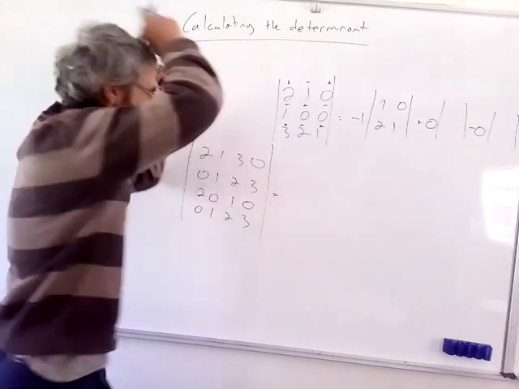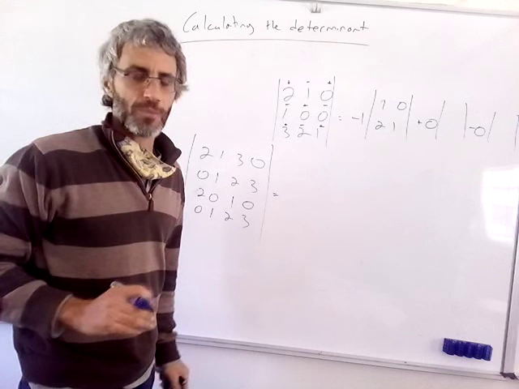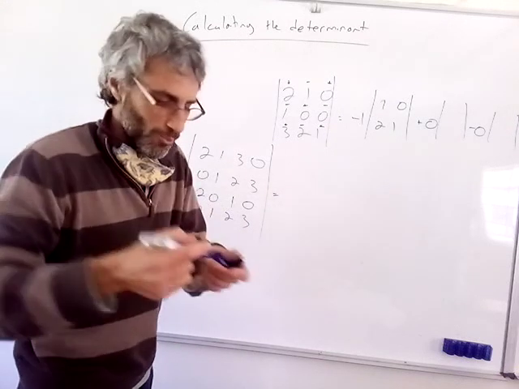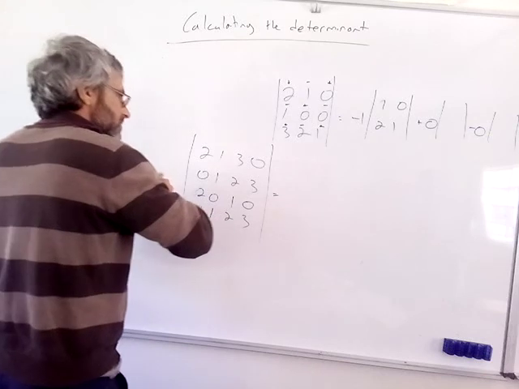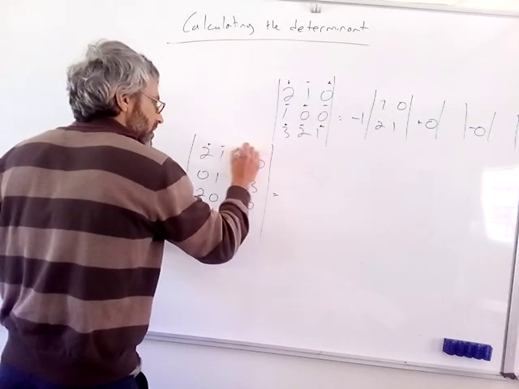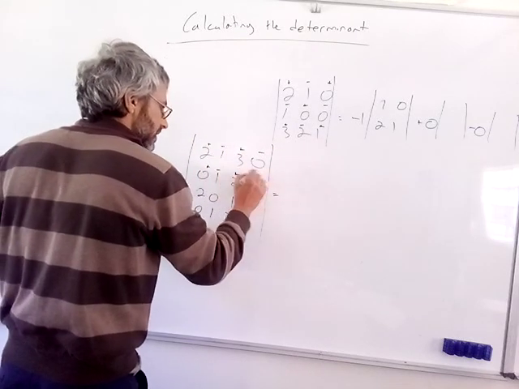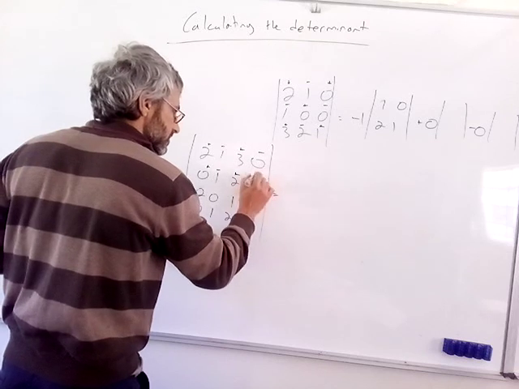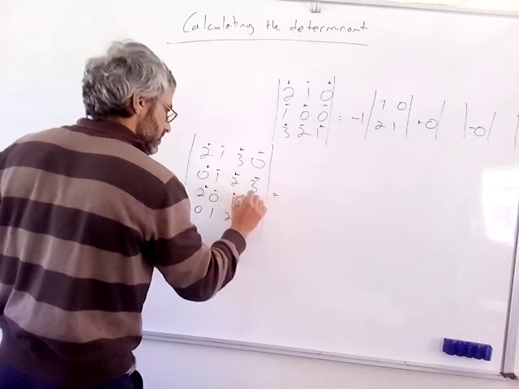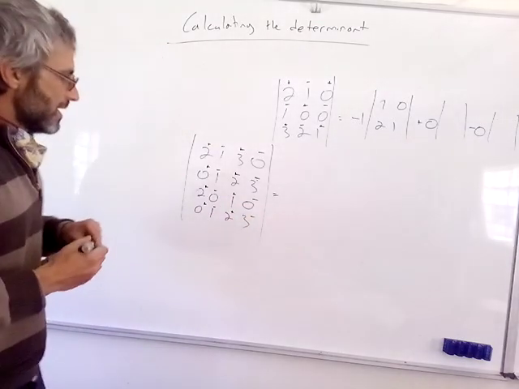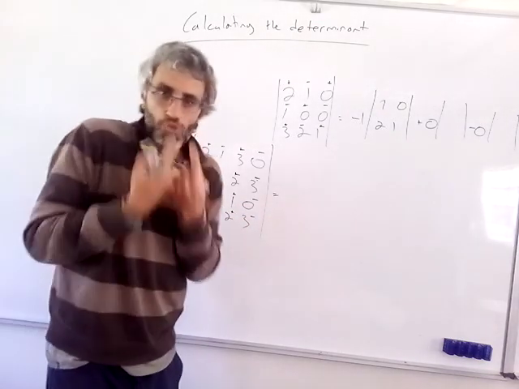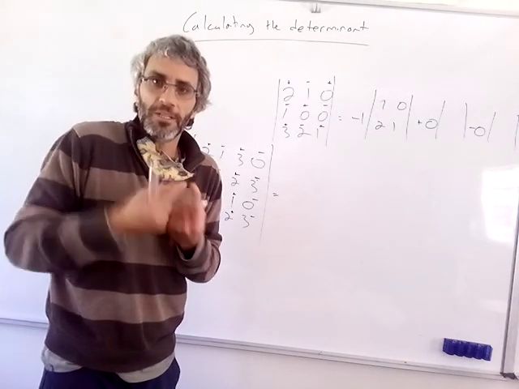It's exactly the same as 3 by 3. Exactly the same thing, but there are more layers. Let's start by putting the signs. So it's the same thing: plus, minus, plus, minus, and so on. Now the next thing is you've got to choose a row or a column that you're going to multiply these elements.